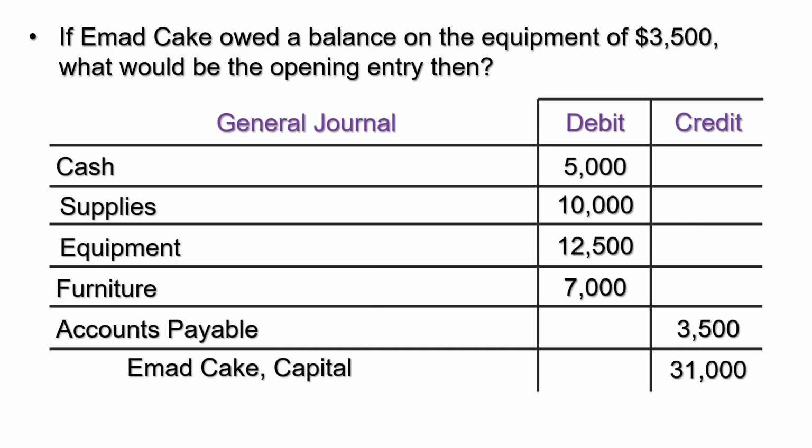In this situation, we debit equipment for the full $12,500 as total cost. Then we credit accounts payable for $3,500 balance owed, representing the liability. Finally, we credit Emad's capital for $31,000, which reflects his personal investment after accounting for the debt.